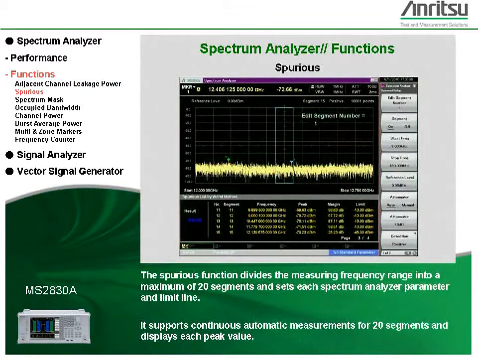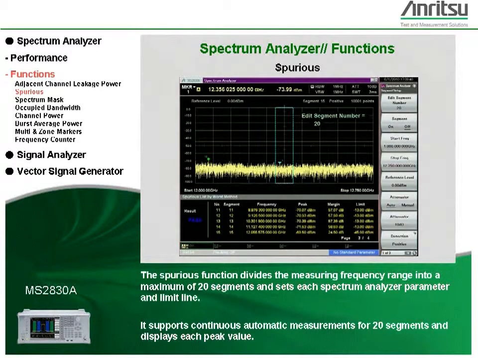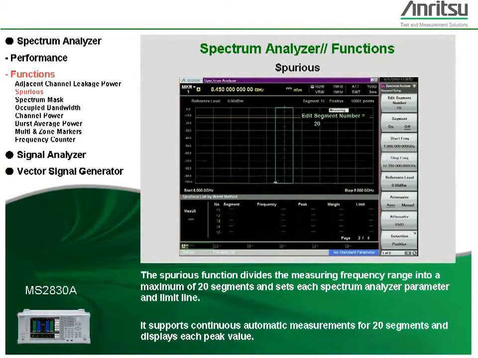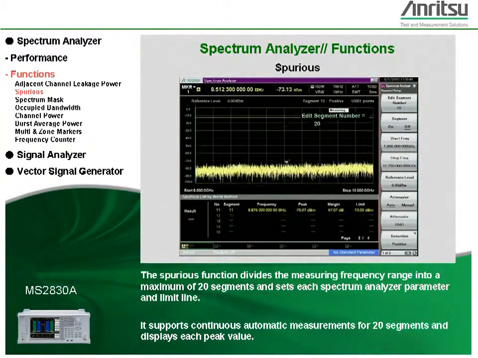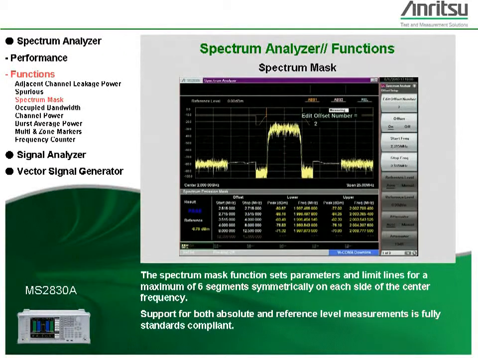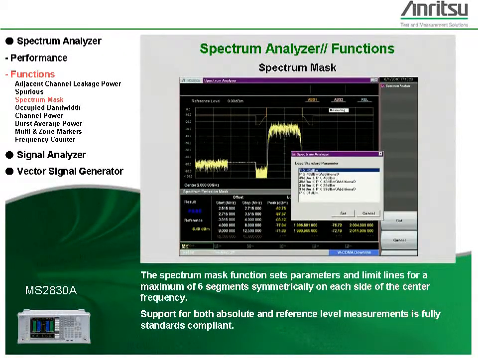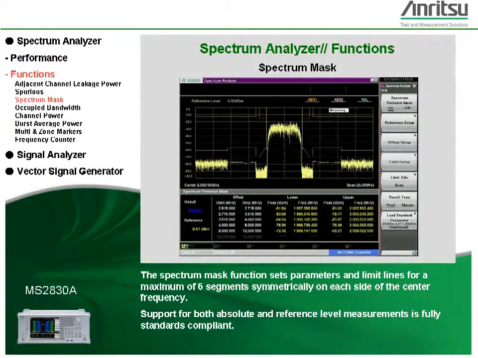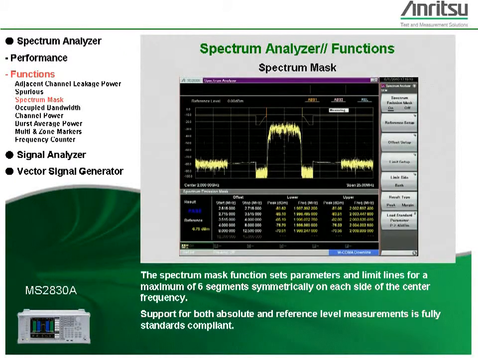The spurious function divides the measuring frequency range into a maximum of 20 segments and sets each spectrum analyzer parameter and limit line. It supports continuous automatic measurements for 20 segments and displays each peak value. The spectrum mask function sets parameters and limit lines for a maximum of 6 segments symmetrically on each side of the center frequency. Support for both absolute and reference level measurements is fully standards compliant.